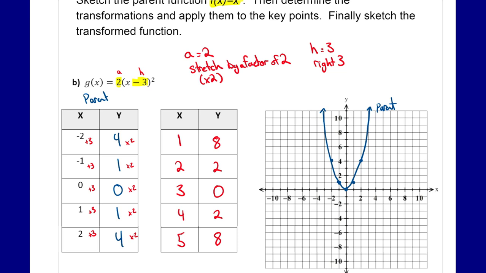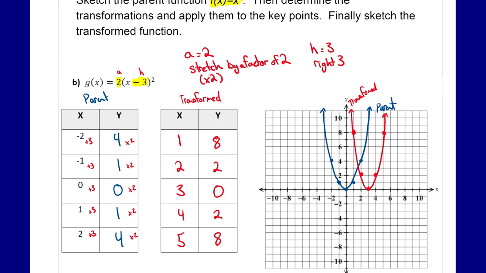Now I have my transformed points. So now I can go through and plot these points: we have 1 and 8, 2 and 2, 3 and 0, 4 and 2, 5 and 8. And now I can graph my points, sketch it, and I have my transformed function.